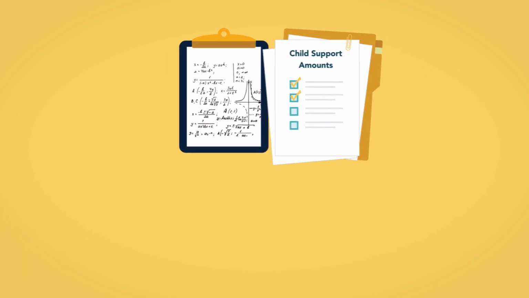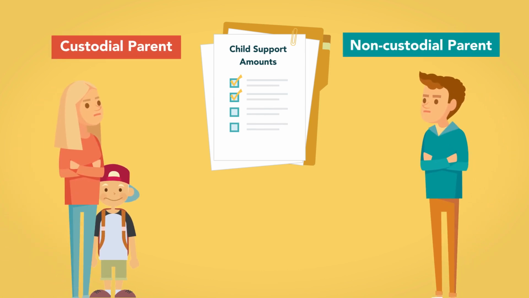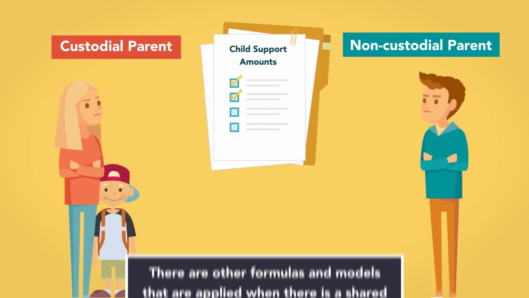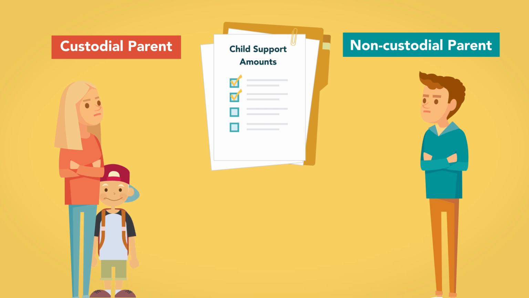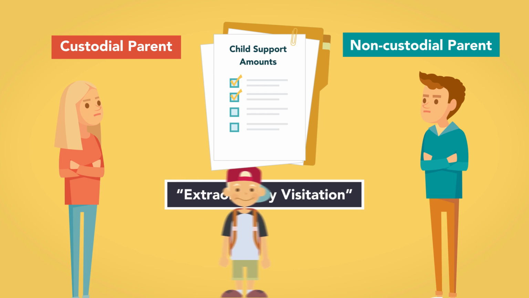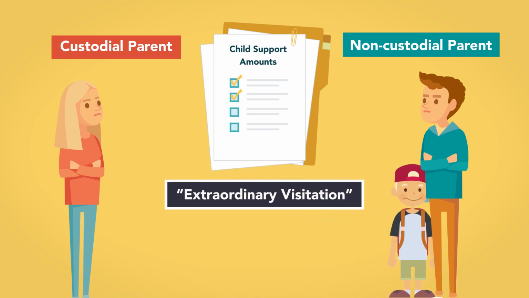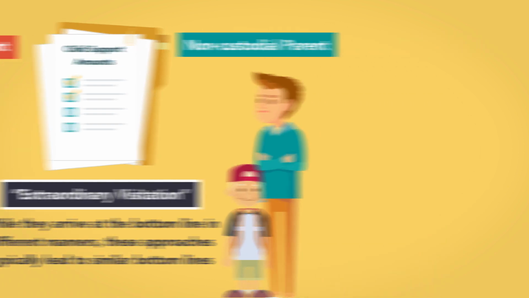Also note that the formulas that we will focus on are applied when there are distinct custodial and non-custodial parents. There are other formulas and models that are applied when there is a shared parenting agreement or split custody. Some formulas accommodate extraordinary visitation, such as when a child visits an out-of-state parent for the summer. While they arrive at the bottom line in different manners, these approaches typically lead to similar bottom lines.